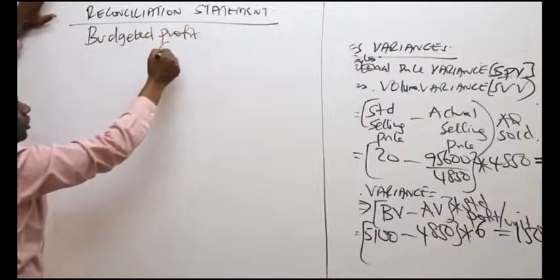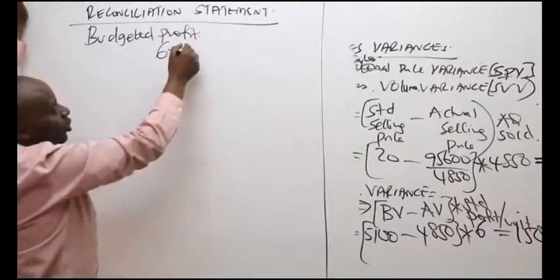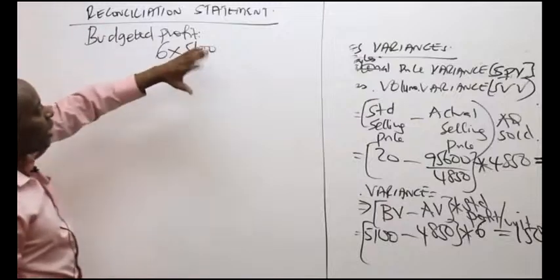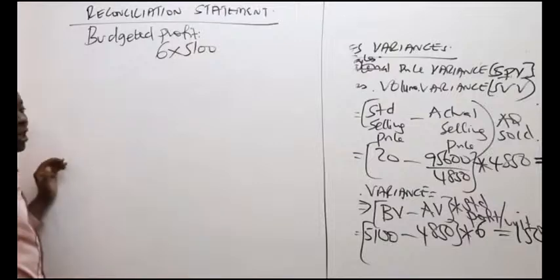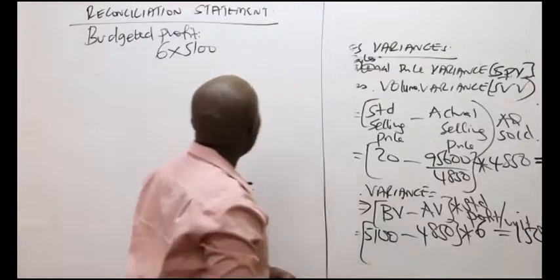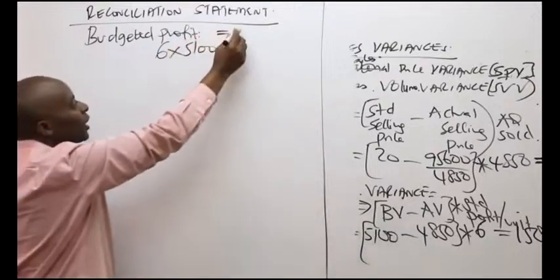Budgeted profit, you're the ones who have given me a figure of 6. And I know how many units I'm supposed to be talking about, 5,100. So 6 times 5,100, could you kindly give us an answer? I want to know the total profit that I was budgeting to receive. So we have here 6 times 5,100, which will end up giving us what figure, somebody here?